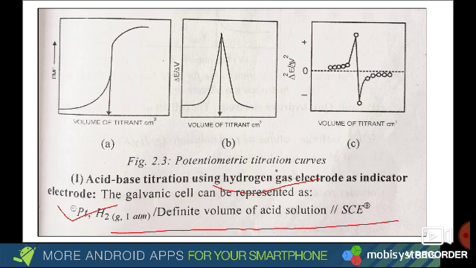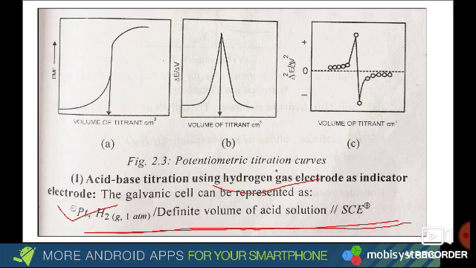This is nothing very difficult. This is the representation of the cell that you have already studied in 12th standard and also now in physical chemistry. The next one is a definite volume of acid. Whatever acid you are using, you may use HCl, so that you have to write here. Then you have to write two slashes. Now there will be the right side of the electrode, that is the positive electrode.